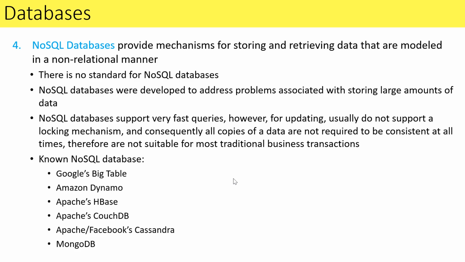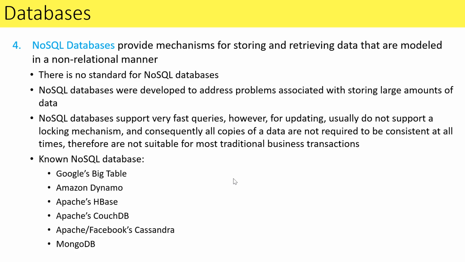As examples of NoSQL databases, we have Google's Bigtable. This is one type of big data database. We have Amazon DynamoDB, which is a cloud big data database. We have Apache's HBase. We have Apache's CouchDB. Sorry, we have Apache's Cassandra, originally from Facebook. And we have MongoDB.